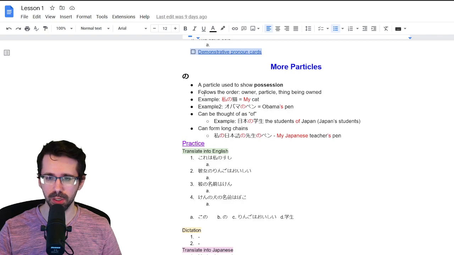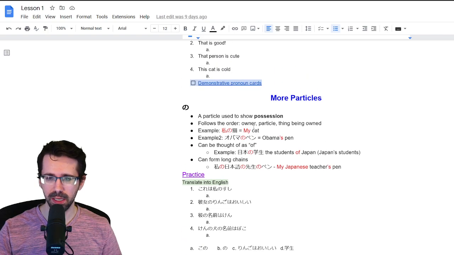So what that'll mean is we'll have owner, the particle no, and then the thing that's being owned. As an example, we have watashi no neko. Watashi no means my, the possessive version of I, and neko, of course, cat. So watashi no neko is my cat.